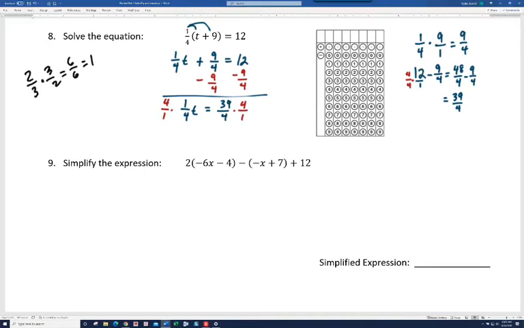And notice here, 4 times 1 over 4 times 1, we're going to get 4 over 4, or 1t, just t. And on the other side, notice those 4's cancel, and we're left with 39. And so our answer here is t equals 39.